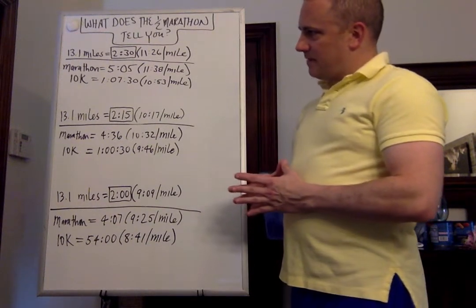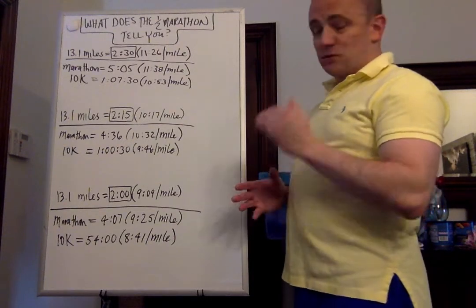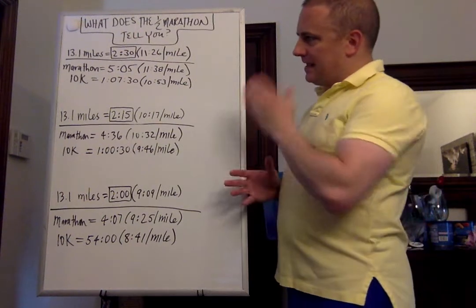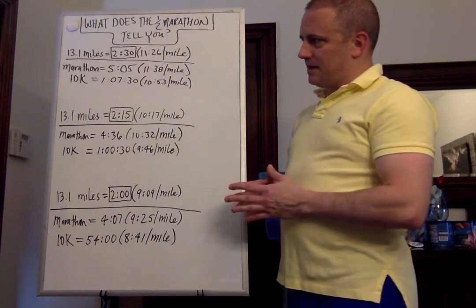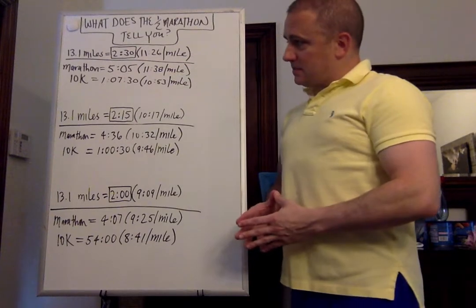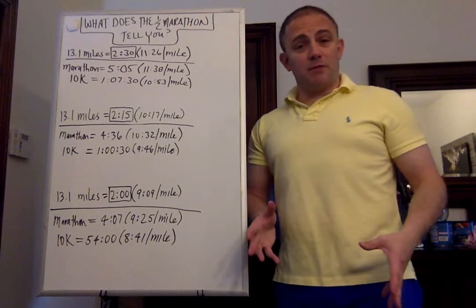2:30 for the half marathon, okay, and I'm going to do 6 times. I'm going to go from 2:30 down to 1:15. So 2:30, it's 11:26 per mile. That puts you in the ballpark of 5:05 for the marathon, which is 11:38 per mile, and 67 minutes and 30 seconds for the 10K, which is 10:53 per mile.